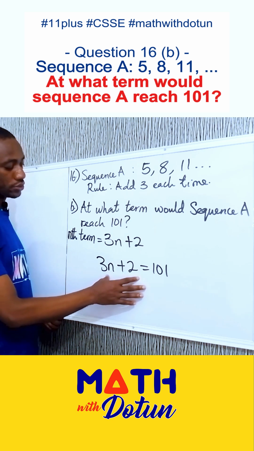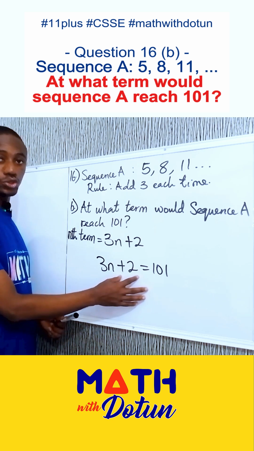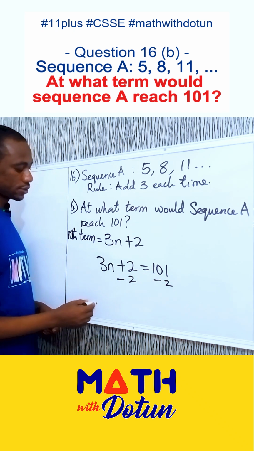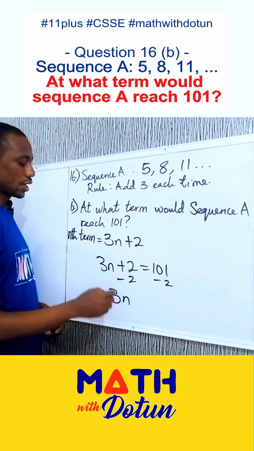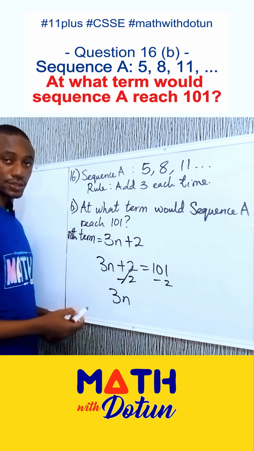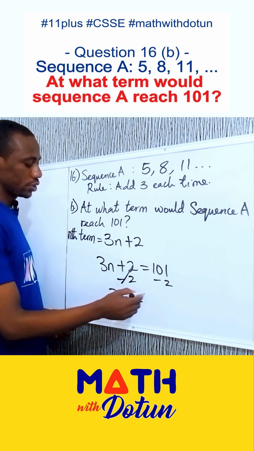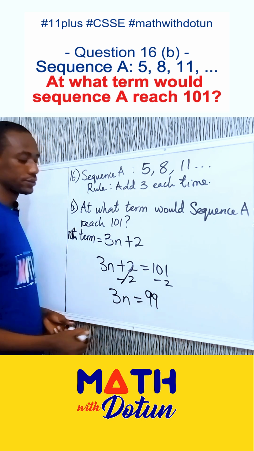So the first thing we have to do here is to take away 2 from both sides. So if we subtract 2 from both sides, we're going to have 3n, and 2 minus 2 will cancel out, right? 101 minus 2 is 99, right?